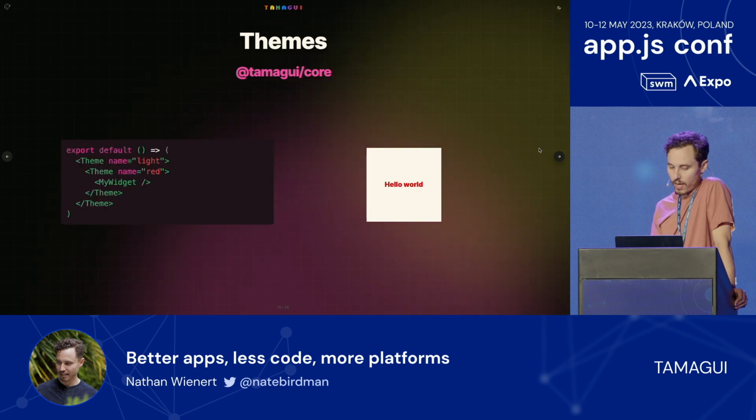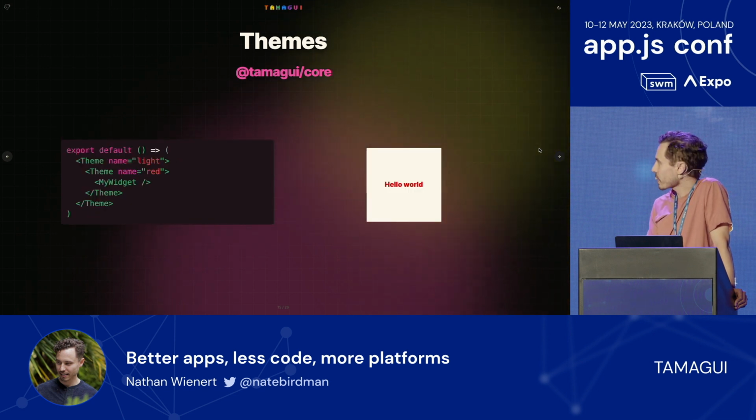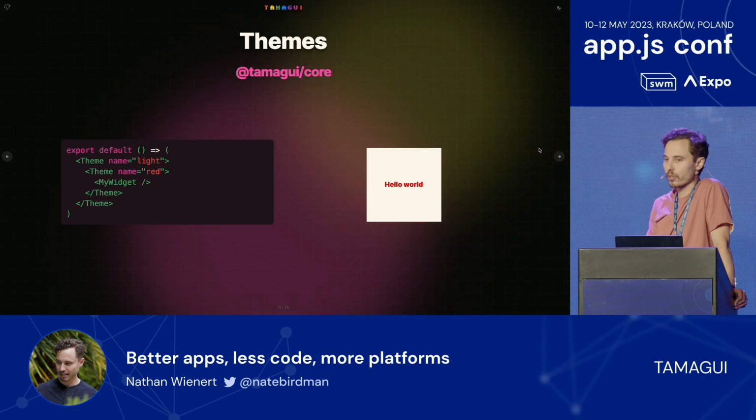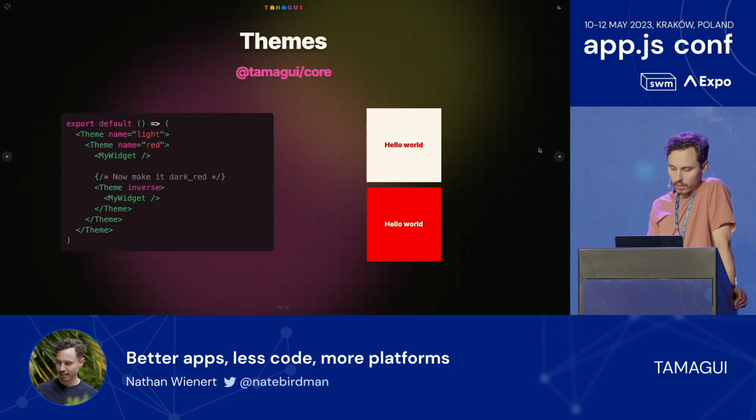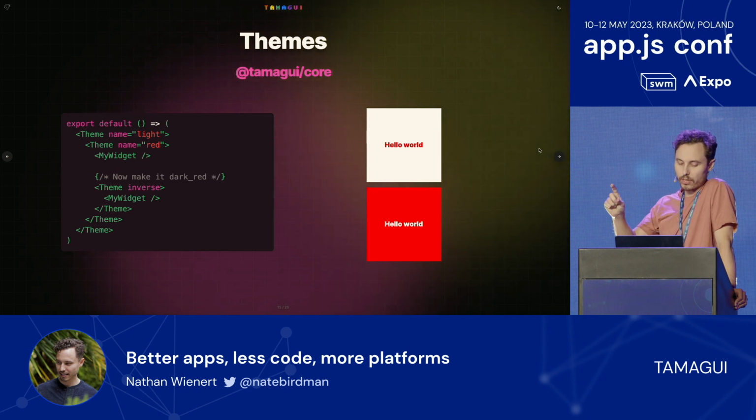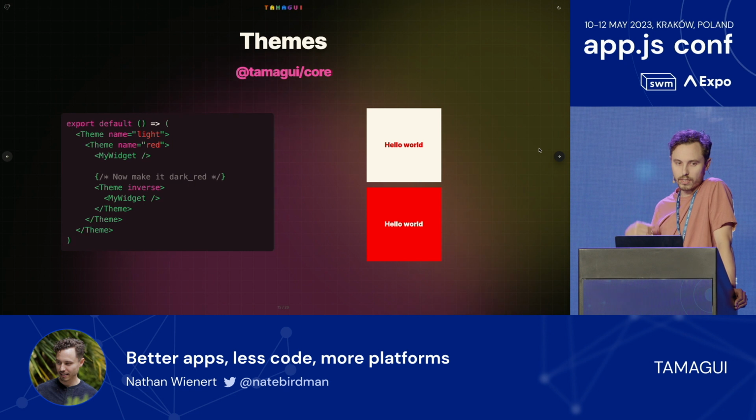And then again, you can now nest your themes. So you can set theme equals light, and then somewhere further below, you can set it to be red. And now you have your light red theme applied to that widget. Again, we can use that little inverse thing, and it's actually smart enough to change from light red to dark red in that sub area, which is, I think, pretty cool.